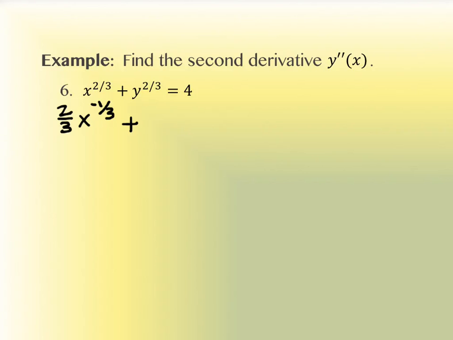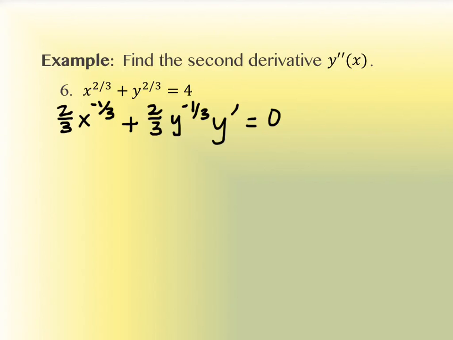What do we think? It starts out the same, 2/3 y to the negative 1/3. None of that's getting different, times the y prime. That part's different. And then this equals 0. Okay, that's all the calculus in finding the first derivative.